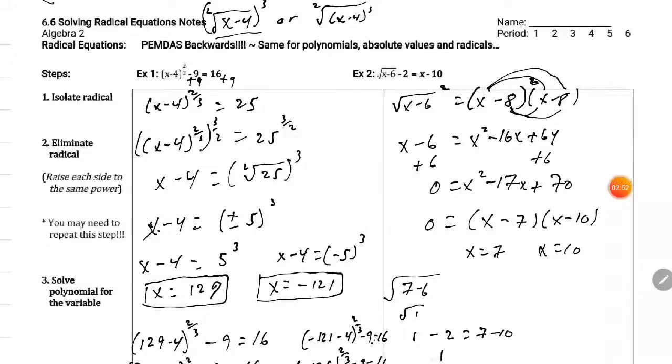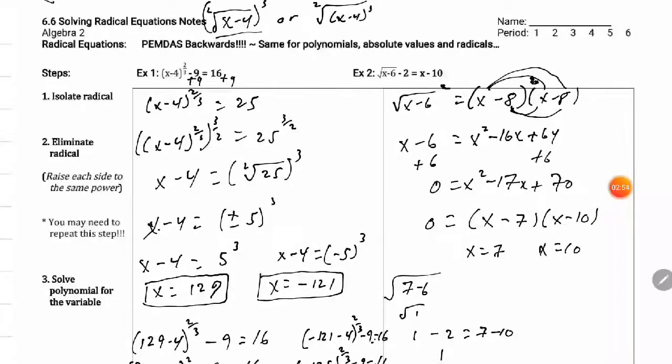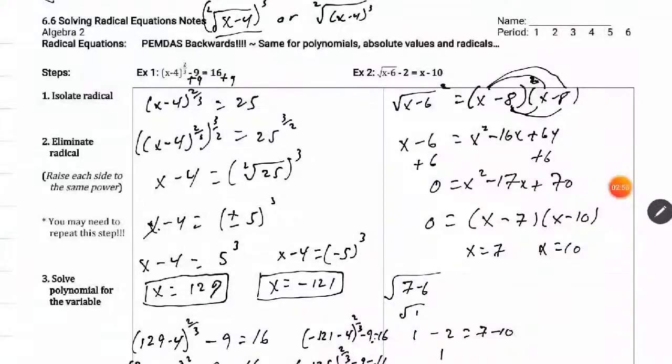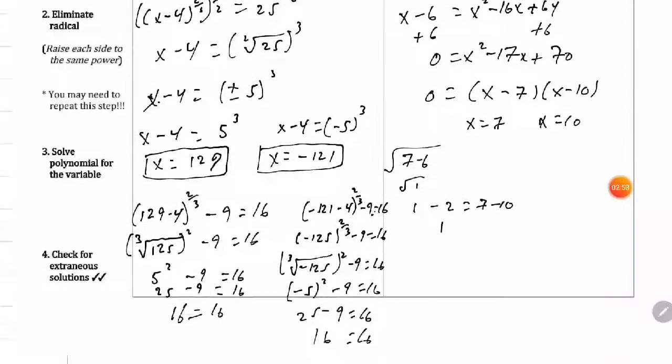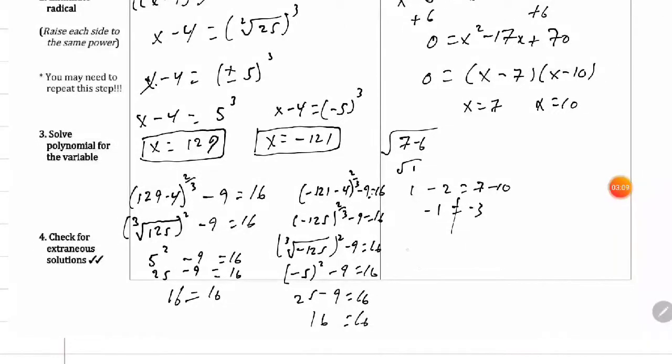And we get negative 1 equals negative 3. Which obviously, this doesn't work. So x equals 7 is extraneous. That means it just doesn't work. Okay? It's not a true solution.